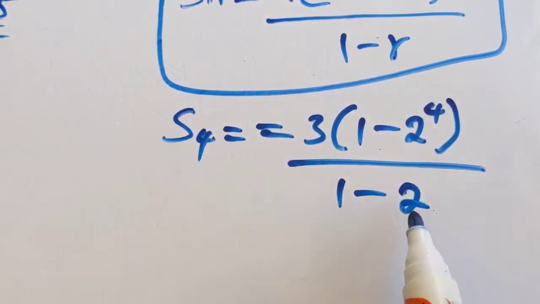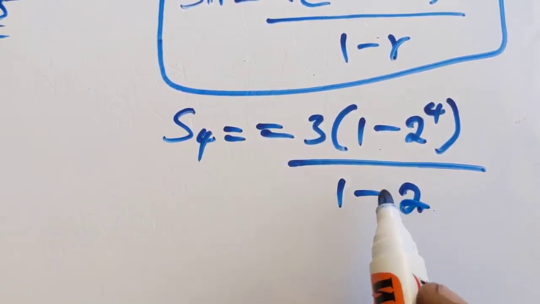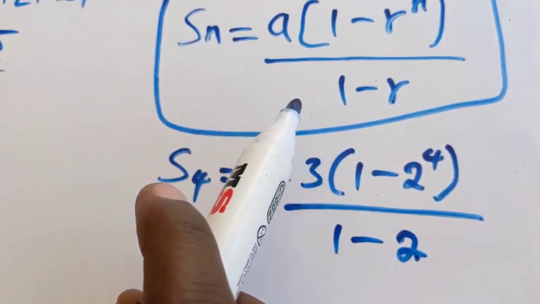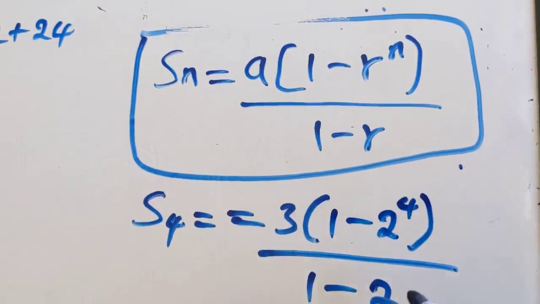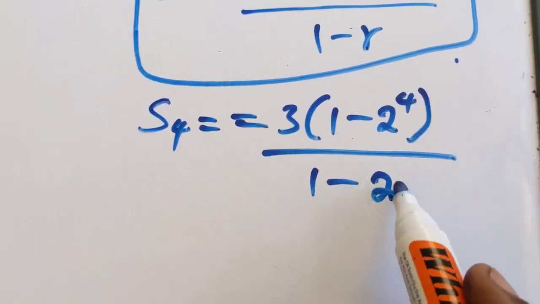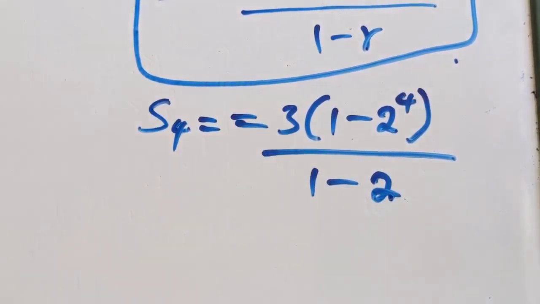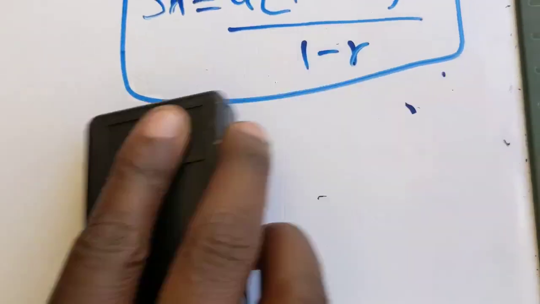Why? Because when we use this formula, the common ratio is less than 1. Now the common ratio is greater than 1, meaning that the answer it will give us will be negative. And it's not supposed to give us negative. So we are supposed to use the other formula that I gave you.